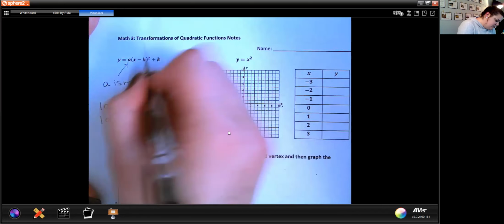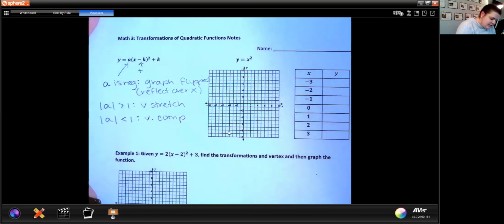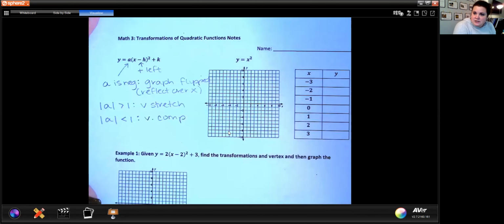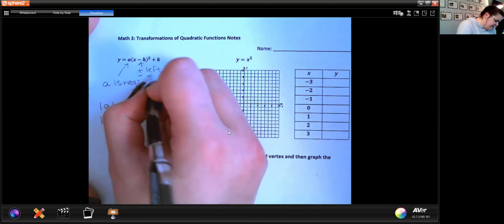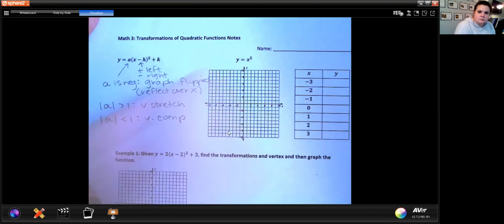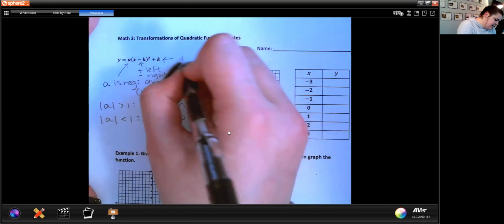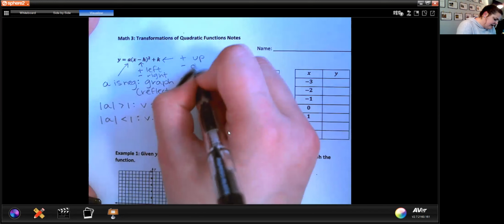Inside the parentheses, we have -h. So if that number is positive, it would move the graph to the left. So remember, that's kind of the opposite of what you would think. If that number is negative, it moves the graph to the right. And then for the number on the end, if that number is positive, it moves the graph up. If that's negative, it moves the graph down.